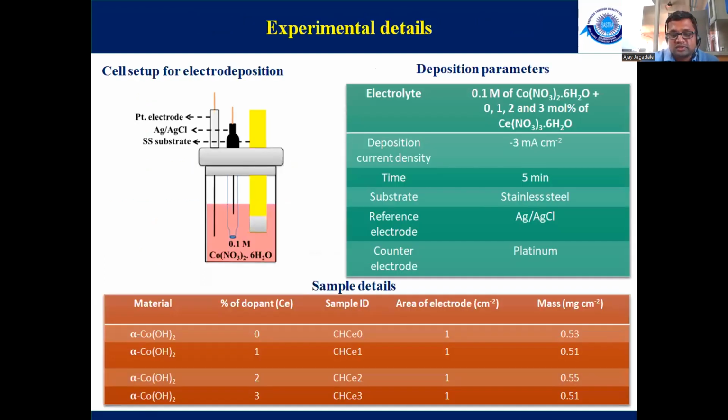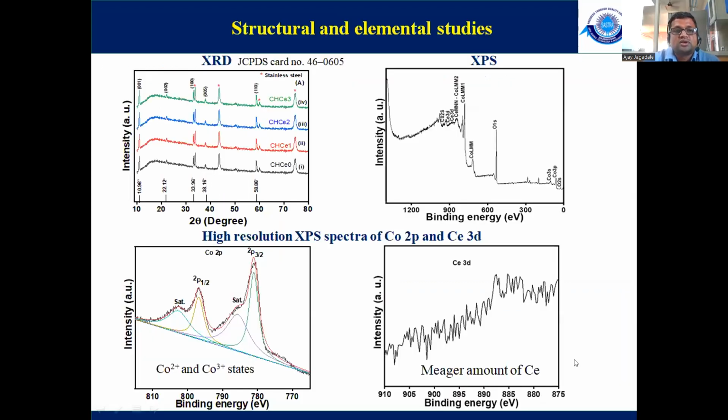Okay, so we prepared alpha cobalt hydroxide using the electrodeposition method, and we doped cerium into it. The deposition parameters are shown here, and we prepared different samples, from 0% cerium to 3% cerium, and the deposition mass is also given in this table. From X-ray diffraction, we found the structural properties of cerium doped alpha cobalt hydroxide. There is no significant change in the crystal structure of alpha cobalt hydroxide.